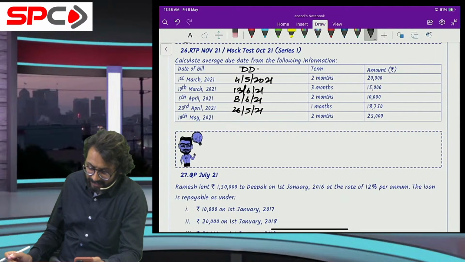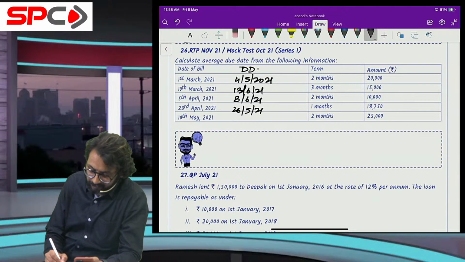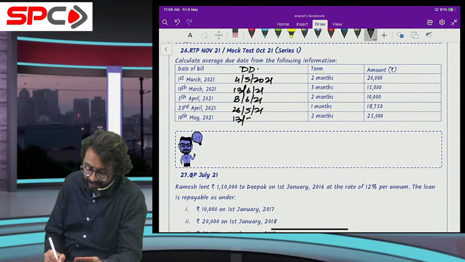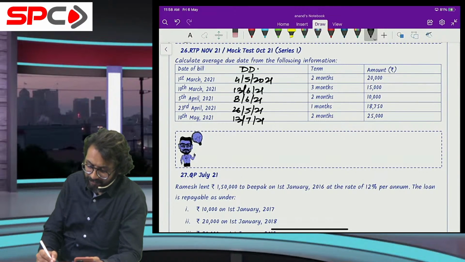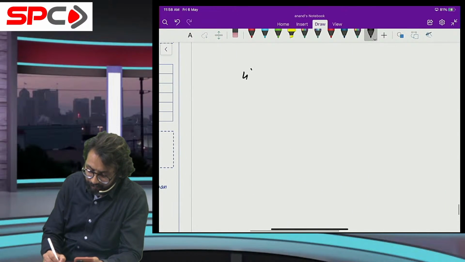Agreed? And Rasgulla 10th May plus 2 months, so I'll say how much? June, July. So I'll say 13th July 21. Agreed? Now boys and girls, which is the lowest date? I believe it is 4 May. So tell me serial number and what: 4th May 21.